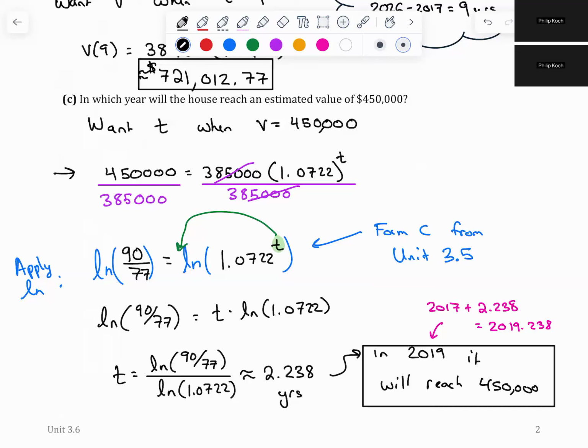It'll happen at the end of March. So after March, it will reach 450,000 if the trends continue. All right, any questions? So now you can use logarithms to solve these problems.